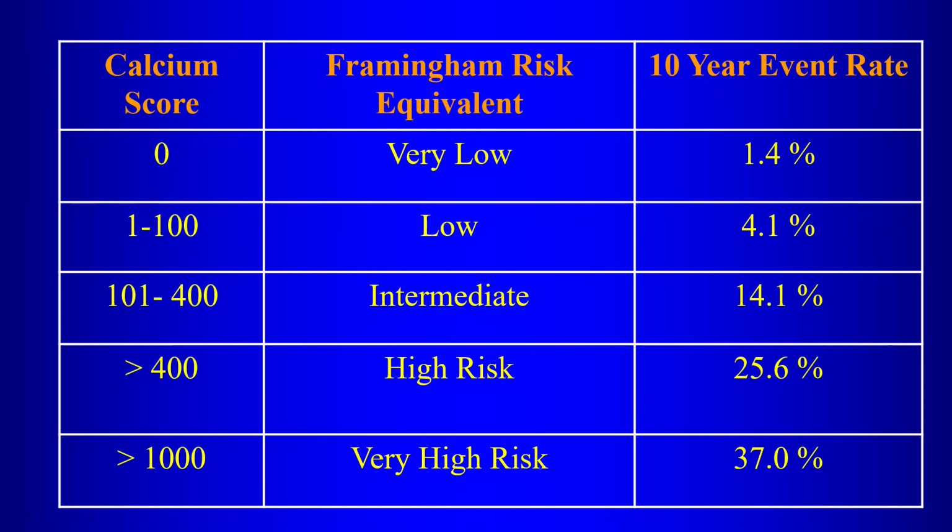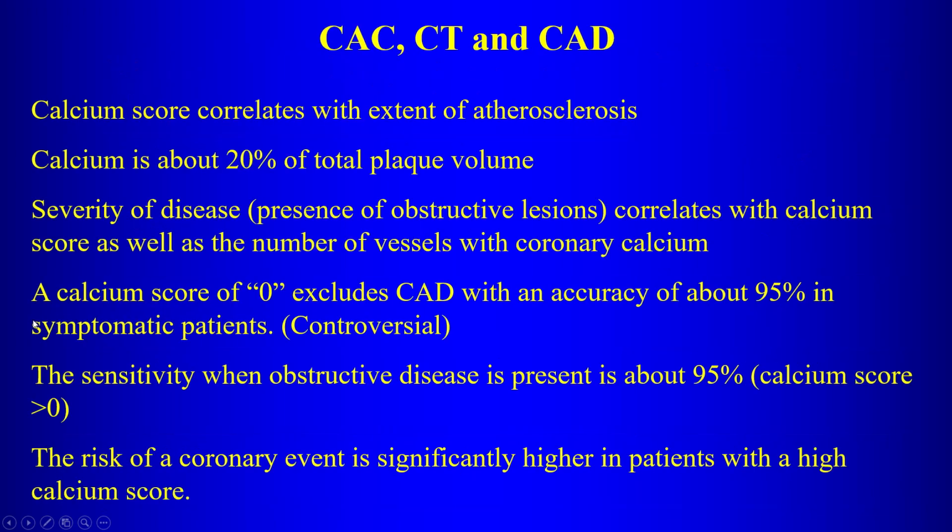Now, the risk equivalent of these calcium scores, just to give you a general rule of thumb here. Calcium score, Agatston score of 1 to 100, usually low risk, and here's your 10-year event rate. Intermediate score 100 to 400, high risk greater than 400, so the 10-year event rate there is greater than 25%, and greater than 1,000, very high risk and a very high event rate.